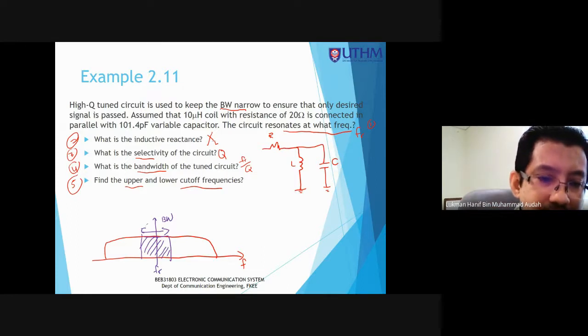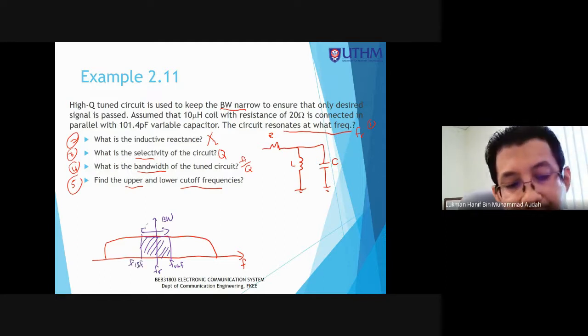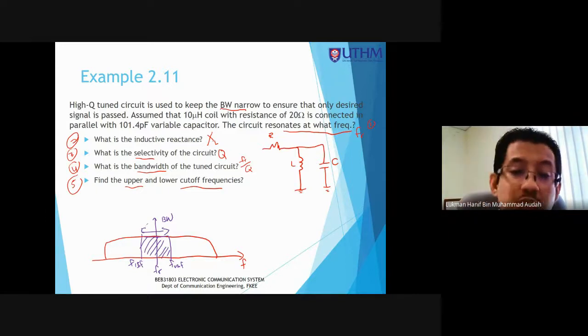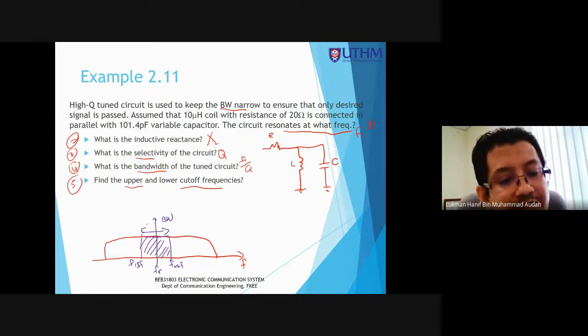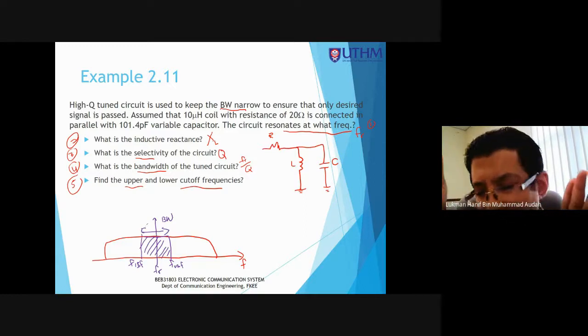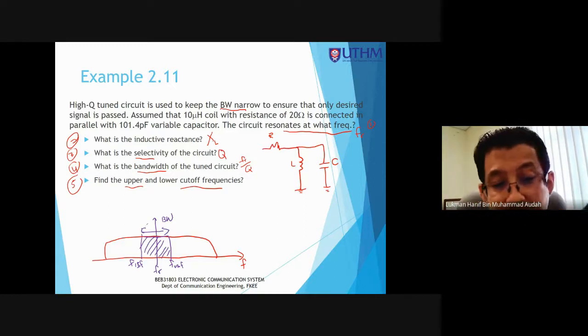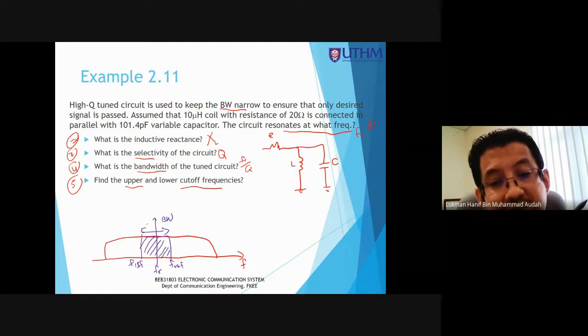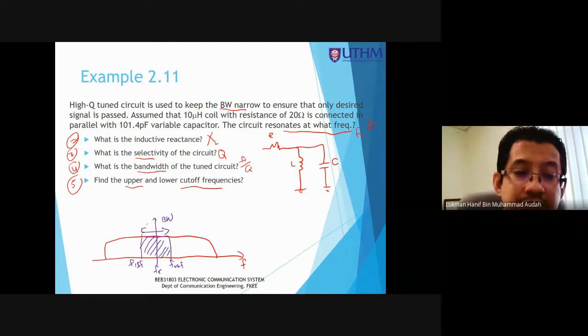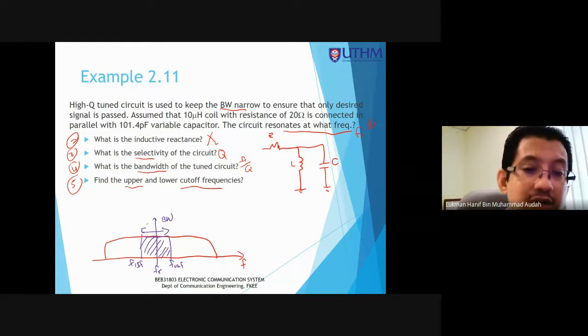And question number 5 asks about upper and lower. This is FUSF, the upper side frequency, and this is FLSF, the lower side frequency. It's like upper side band, lower side band. It's the same. Upper USB and also LSB. In Wayne Tomasi's book, he also uses the terms upper side frequency and lower side frequency. Same thing.